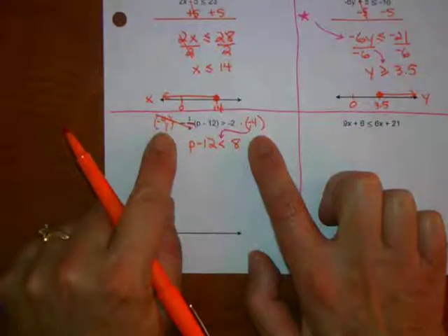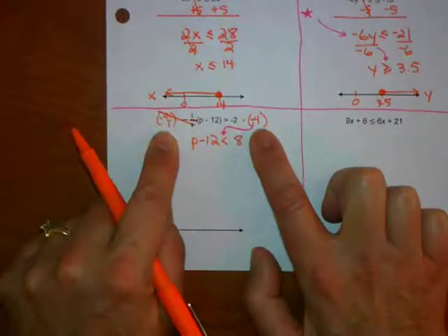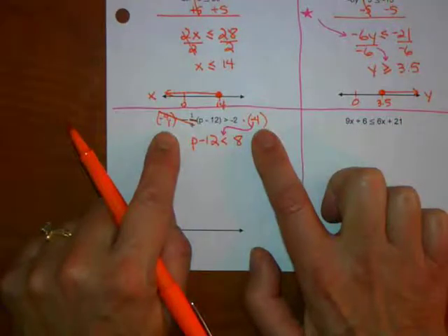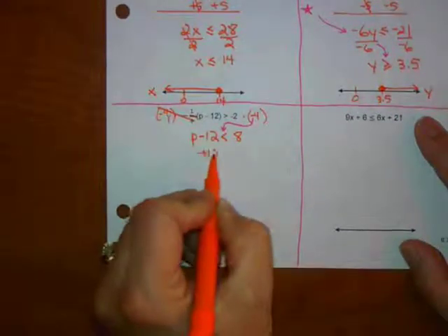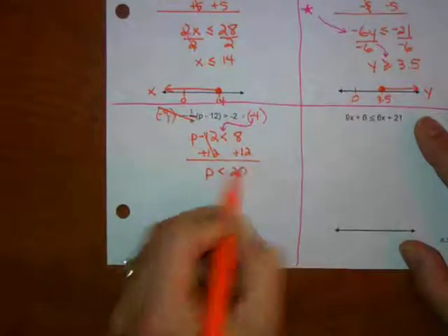Is this confusing? Here I wrote negative 4 over 1. Here I just wrote negative 4. Is that the same thing, right? Yeah. I didn't want to confuse you on that. Okay? Negative 4 divided by 1 is just negative 4. Add 12. P is less than 20.